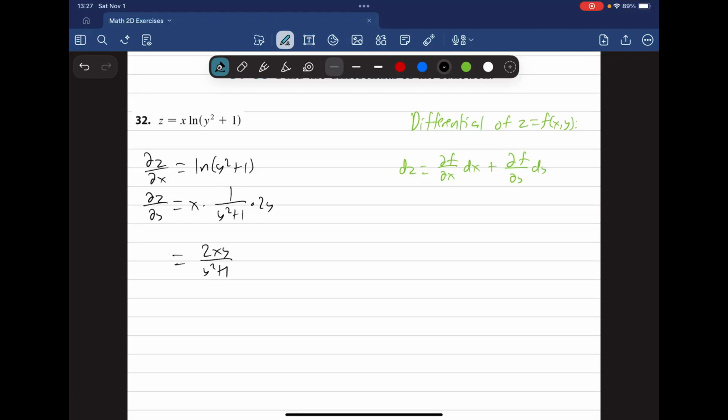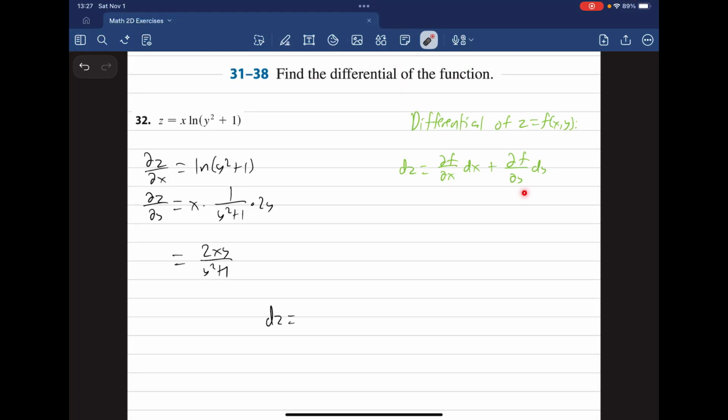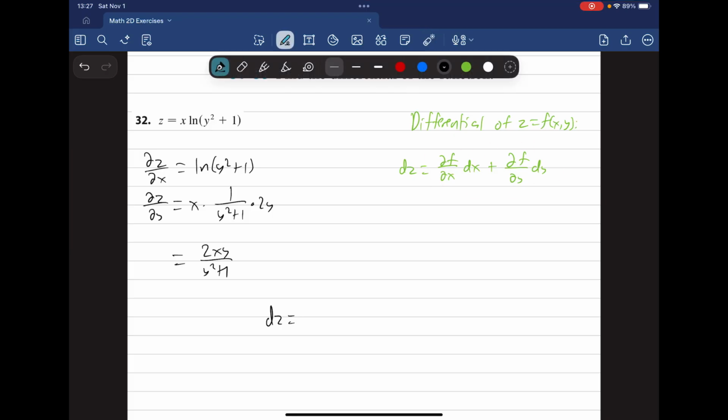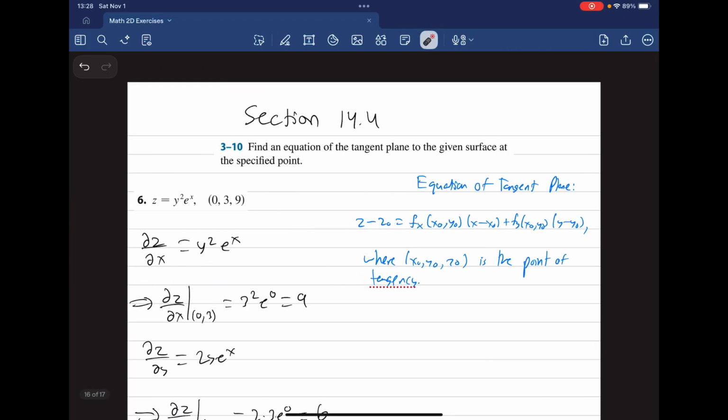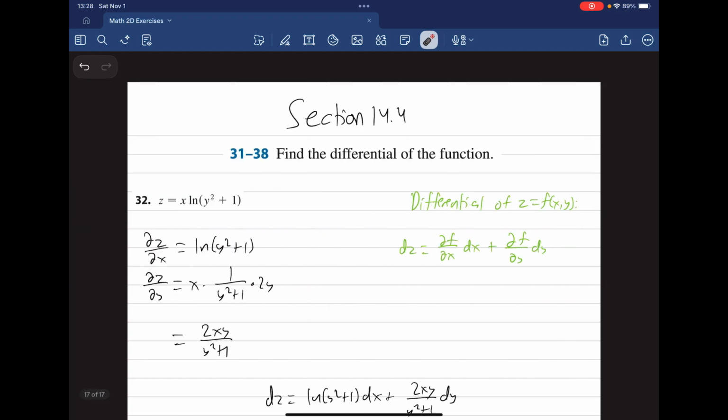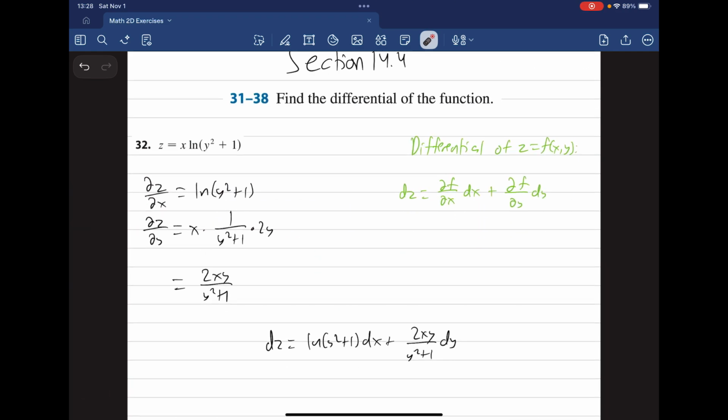Therefore, our differential is going to be dz equals, just plugging everything into this formula, ln of y squared plus 1 dx plus 2xy over y squared plus 1 dy. And we're finished. Not so bad. Here it's just calculating partial derivatives and remembering the formulas for the differential in this problem and for the tangent plane in our other problem. But beyond that, there's nothing new from what we have seen with partial derivatives.